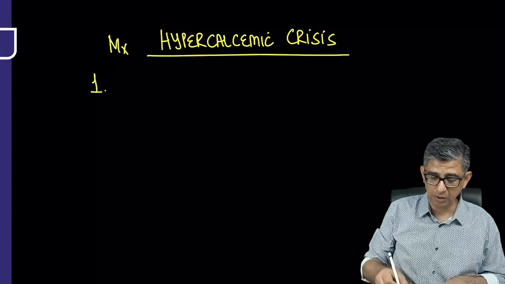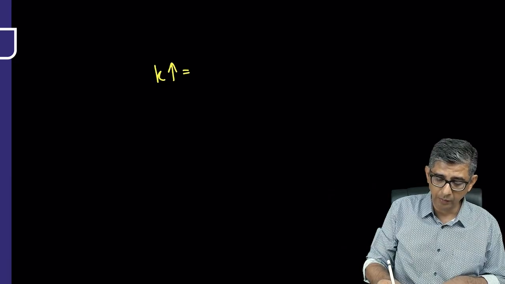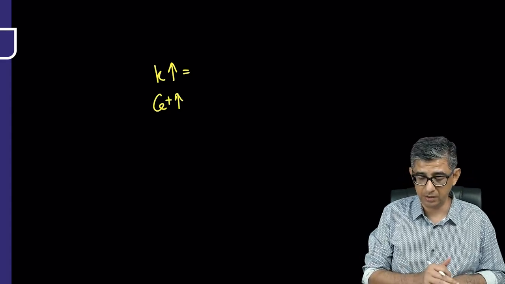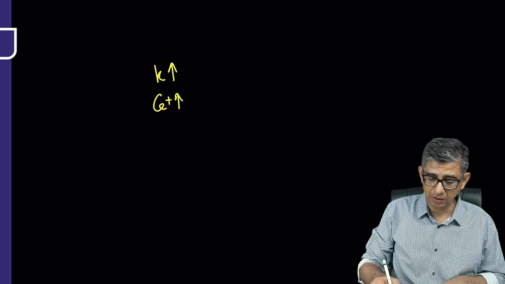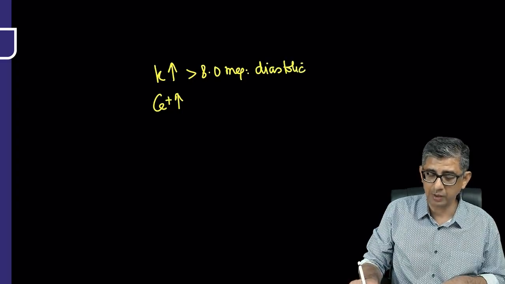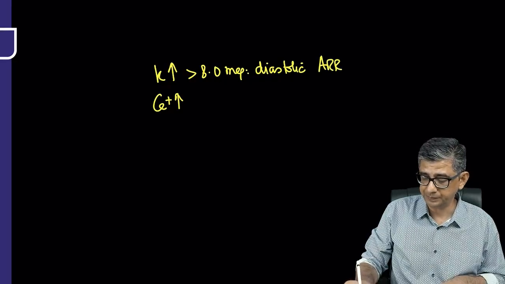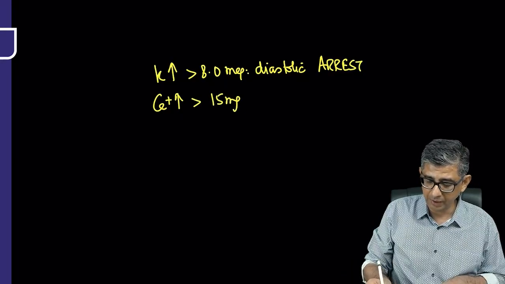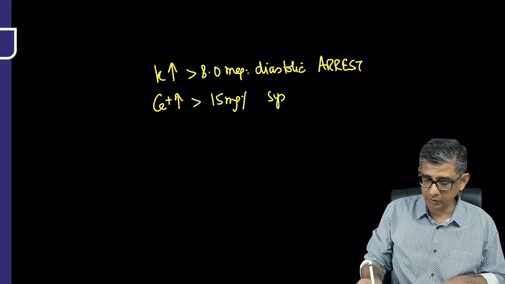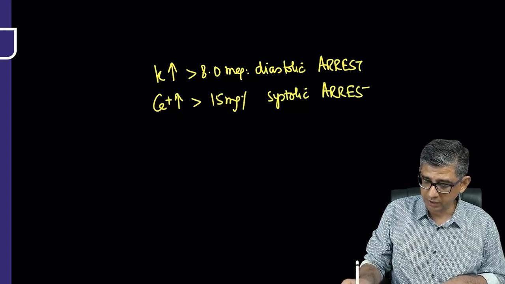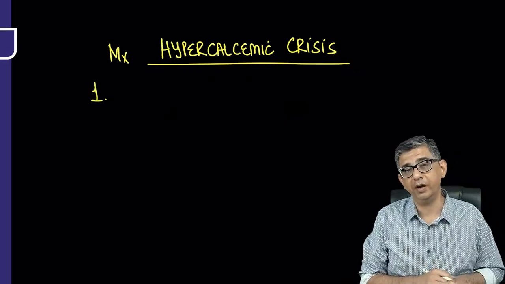In fact, I can mention two standard MCQs here. Every time potassium increases or calcium goes very high, you could be having a cardiac arrest. If potassium values in a person are more than 8 milliequivalents, then from the one-liner MCQ perspective, you need to remember the patient could be going into a diastolic arrest. And if calcium values are in excess of 15 milligram percent, then the person could land up in a possible systolic arrest.